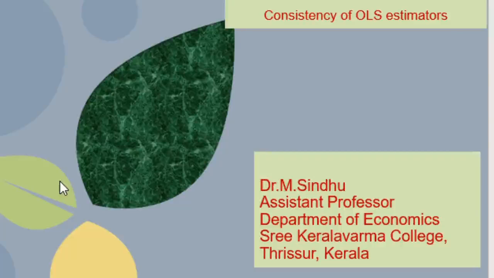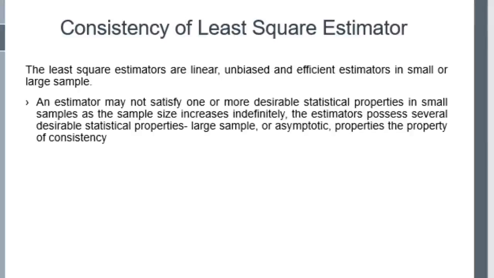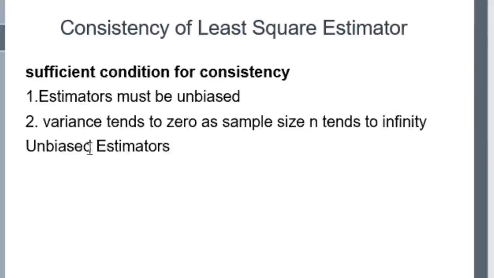Here the consistency property of OLS estimators is defined. An estimator is said to be consistent if it follows these two properties. That is, an estimator must be unbiased and its variance tends to 0 as sample size n tends to infinity. That is, this is the second property.